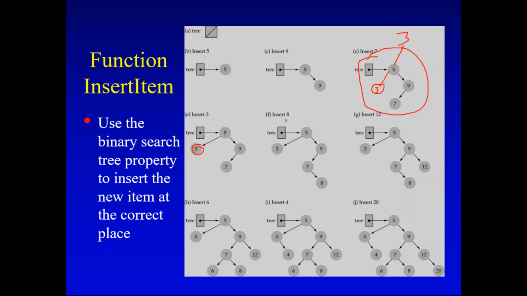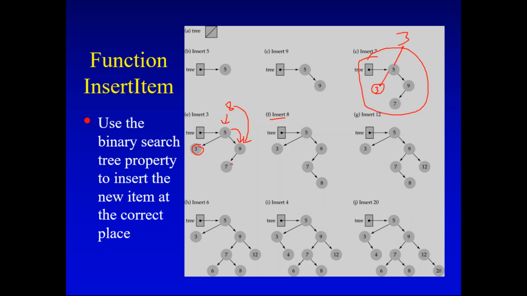Next we want to add 8 to this tree. So how will you add? Input is 8. Check whether 8 is less than 5 or greater than 5. It is greater than 5, so move to the right. Right is which node? 9. Again check whether 8 is greater than 9 or less than 9. It is less than 9. So move left.